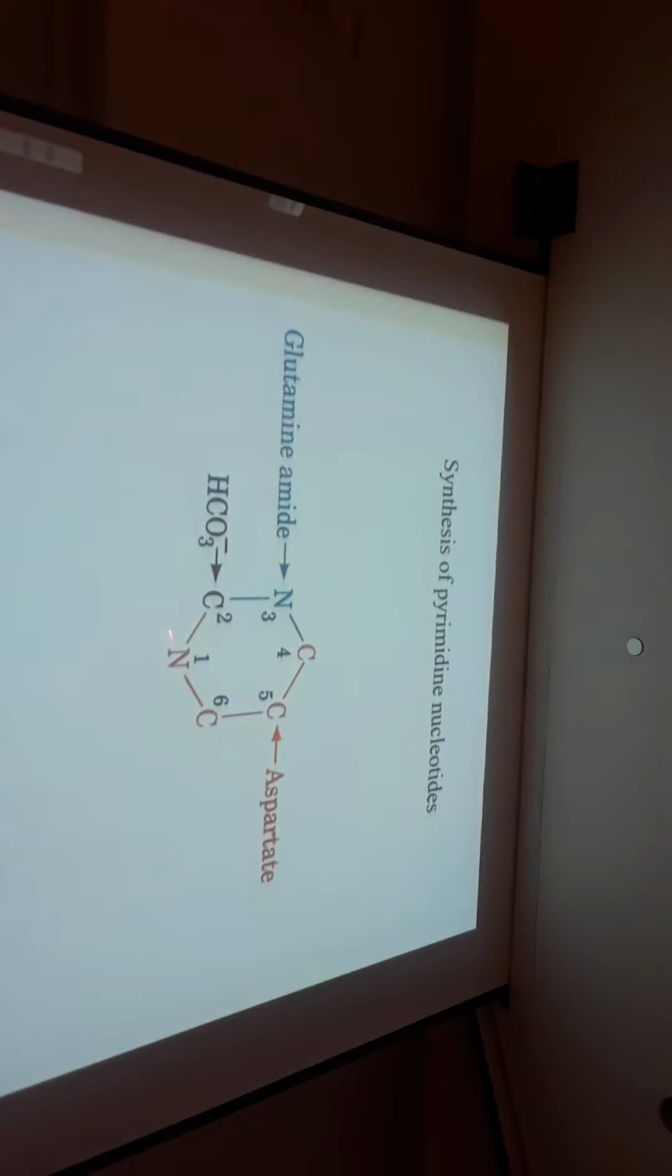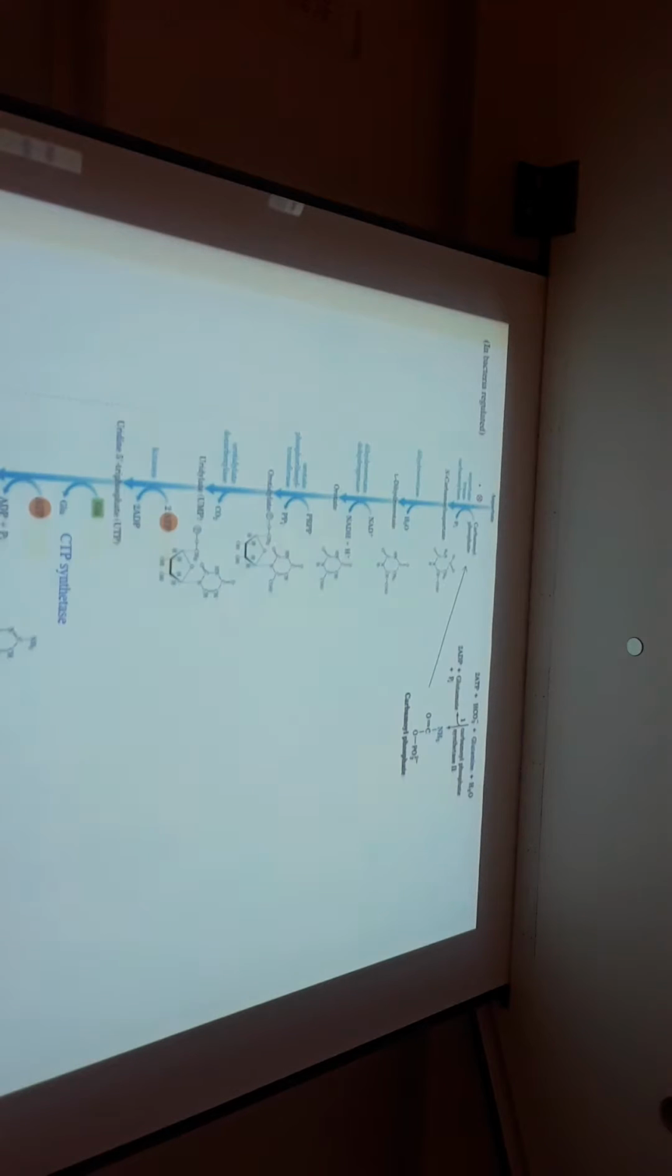And we see that 4 of these 6 atoms that make this ring come from one molecule, namely from aspartate. One comes from the glutamine side chain nitrogen, the glutamine amide group, and then one comes from bicarbonate, carbon dioxide. So the synthesis of pyrimidine nucleotides is much more straightforward compared to those reactions that led to the synthesis of purine nucleotides. And it starts with a reaction that looks somewhat familiar, which produces carbamoyl phosphate.